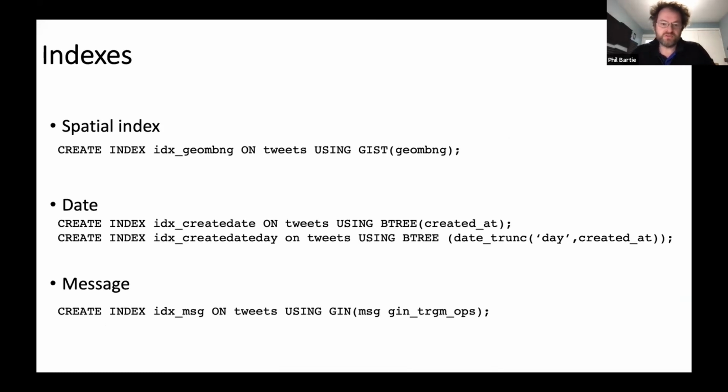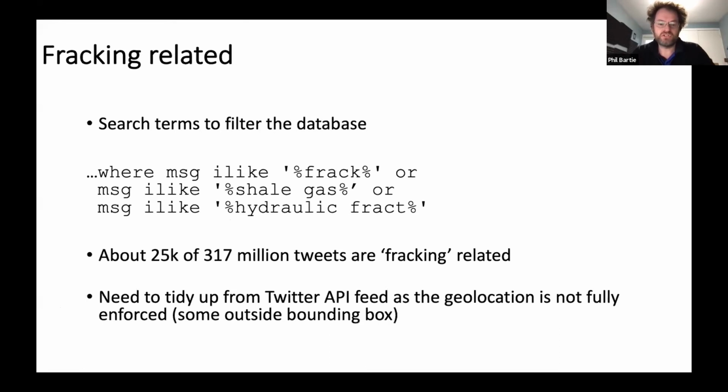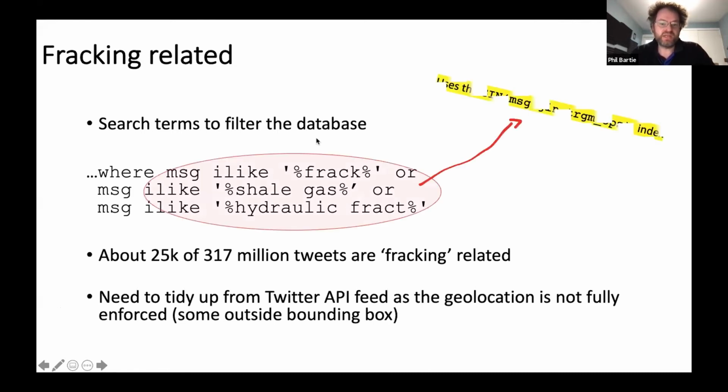What that allows us to do is, when we want to filter the data for just the fracking related ones, Postgres has this ILIKE function, which means ignore the case, and LIKE means it can understand these wildcards, so anything can go in here. So fracking, fracked, etc. And that will take ages to do, but it can use this GIN index to do it much, much faster. So building that index takes days, but once it's built, then we can search for stuff in seconds. And we found that if we look at fracking related tweets, out of those 317 million, there are only about 25,000.